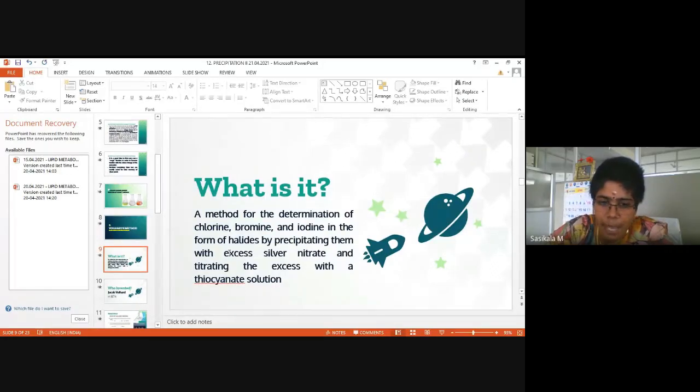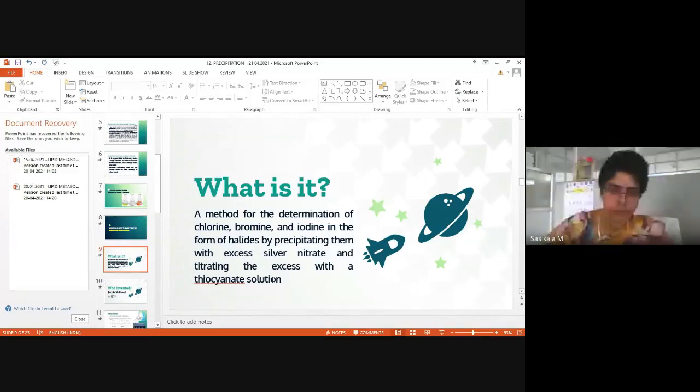So for back titration, what will you be using? Excess of some reagent. Where will it exist? Not in the burette, it will exist in the conical flask. So the excess silver nitrate is titrated with a thiocyanate solution. What is the other titrant called? Thiocyanate. So in back titration, what is the second titrant? Thiocyanate, and the actual titrant is thiocyanate here.